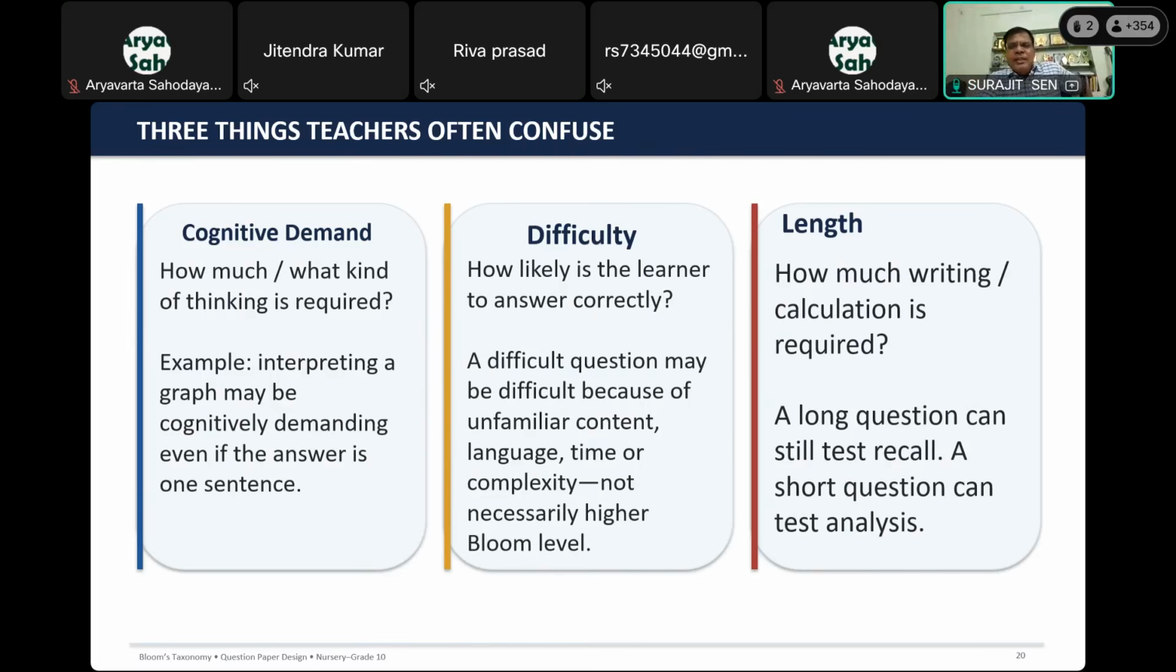Difficulty, how likely is the learner to answer correctly? The question may be difficult because of unfamiliar content, language. So you have to use the language which the student understands. Too much unnecessary usage of language may spoil the answer. Length: how much writing and calculations are required. Sometimes we don't even think about it, we just give the question. But we must understand how much is required. Then only it will go on. Otherwise, there will be problem.